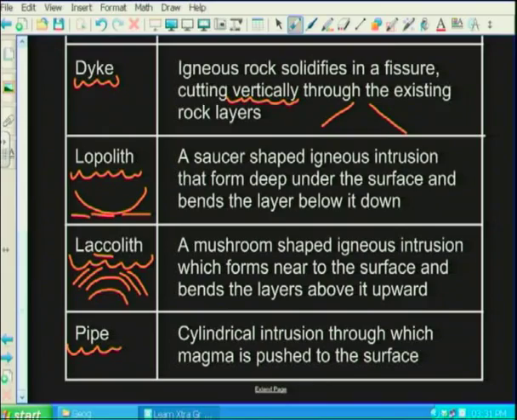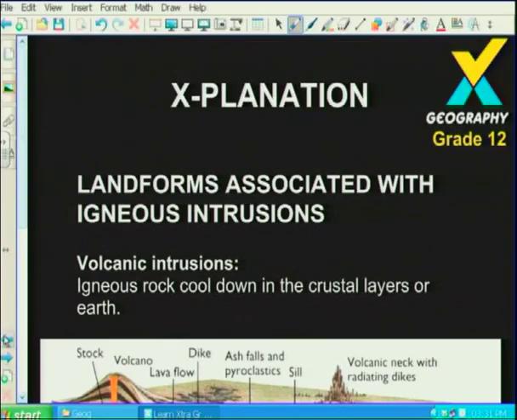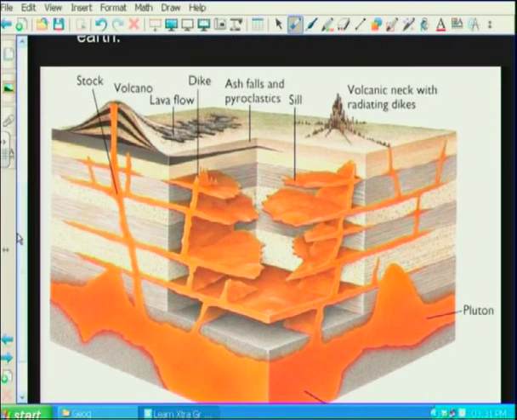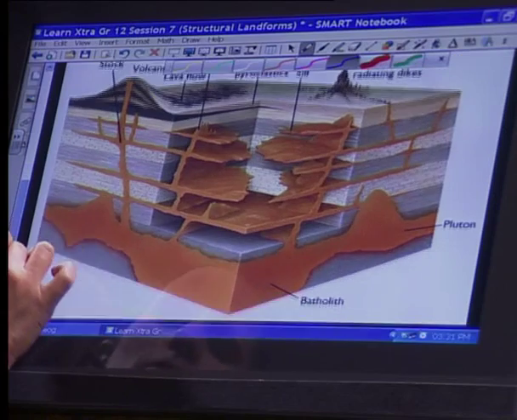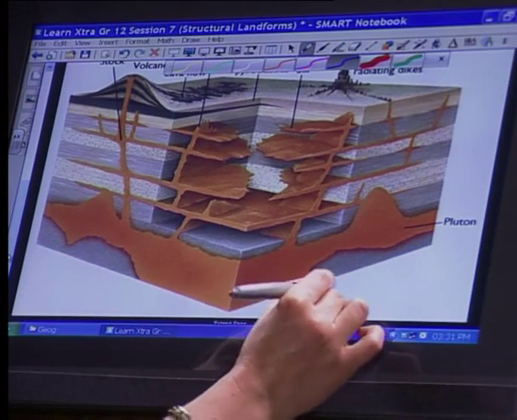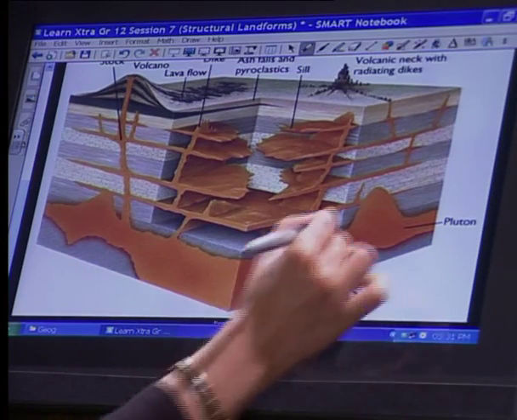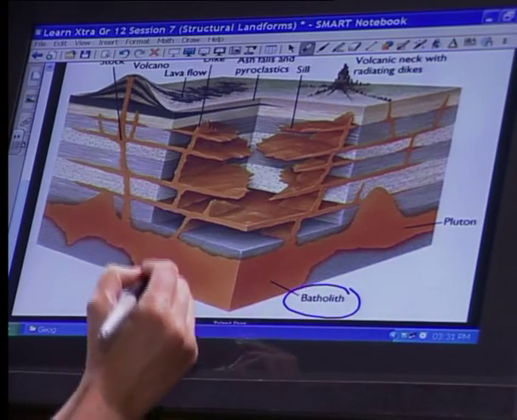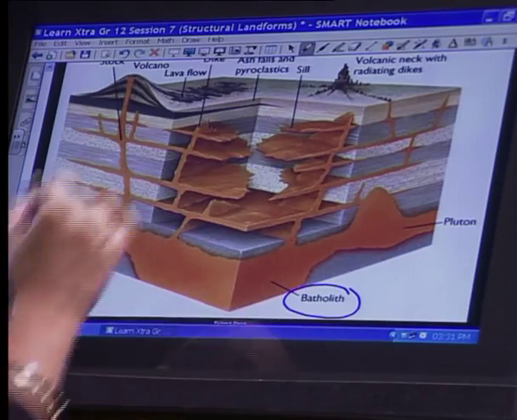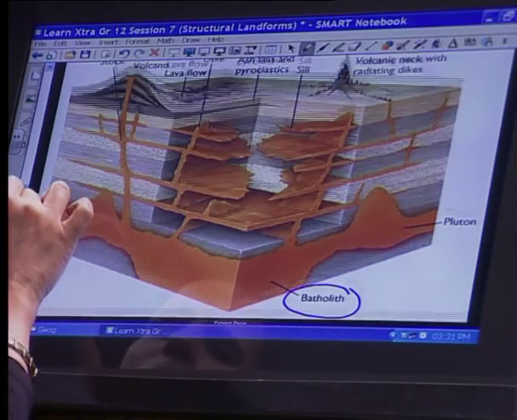So if we just go back a page now and once again look at our fantastic diagram, it's important we can point out a few of the features that we have just looked at. So for example, we've spoken about a batholith, and you will notice, grade 12s, that this batholith is a massive igneous intrusion. It's bigger than anything else found on this diagram.